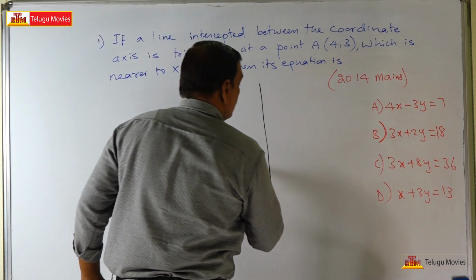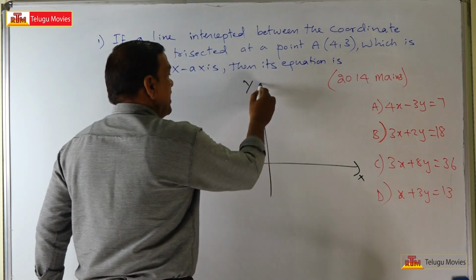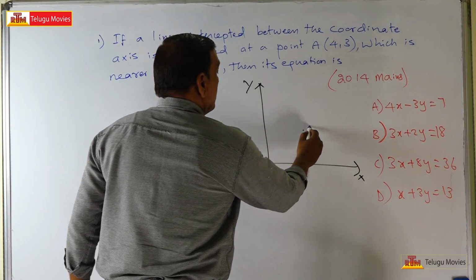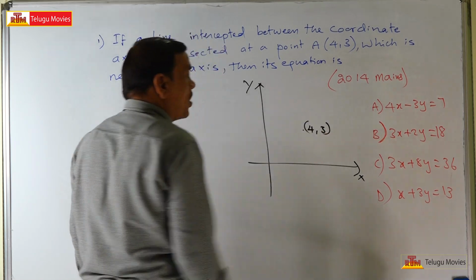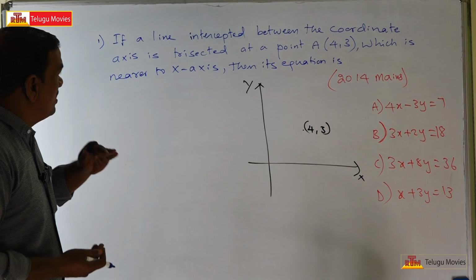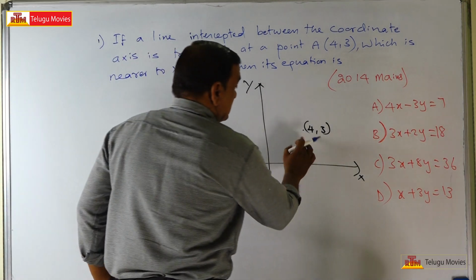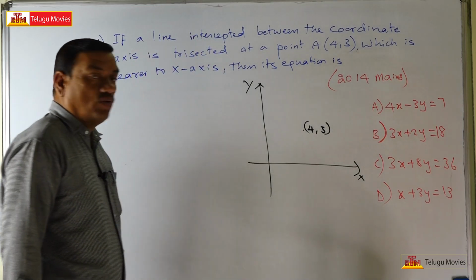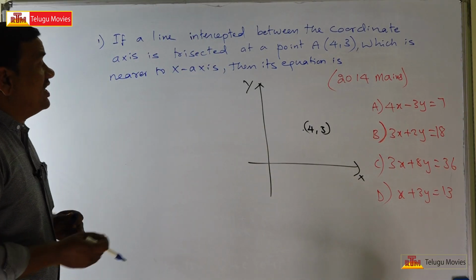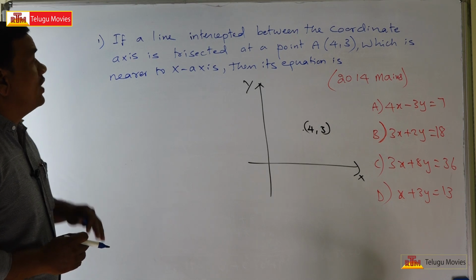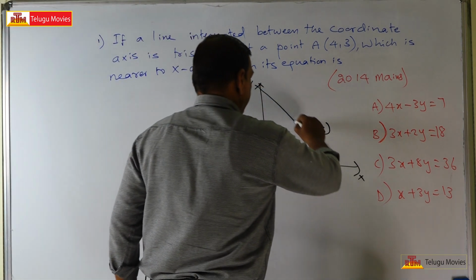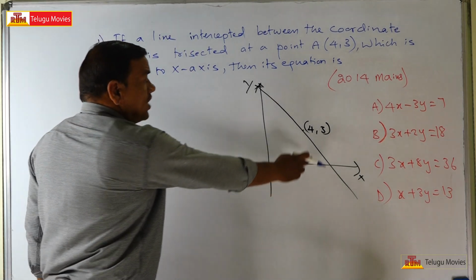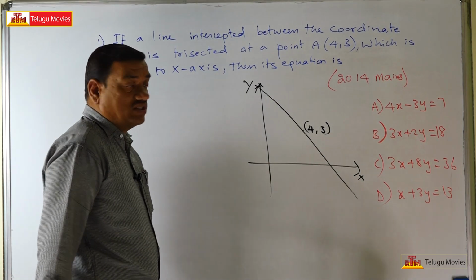Generally what students do is start drawing a diagram, x-axis, y-axis. The point (4, 3) is in the first quadrant. The line is trisected at a point A which is nearer to the x-axis. So this is a line, and we want to find out the equation of this line.